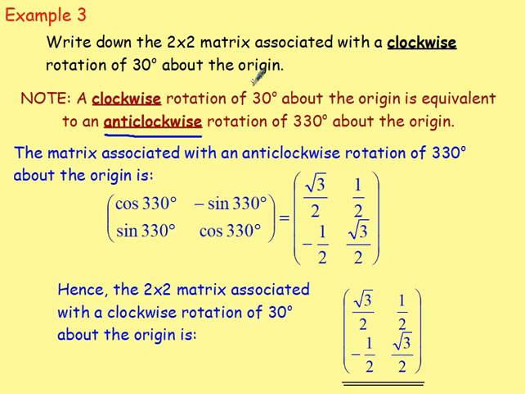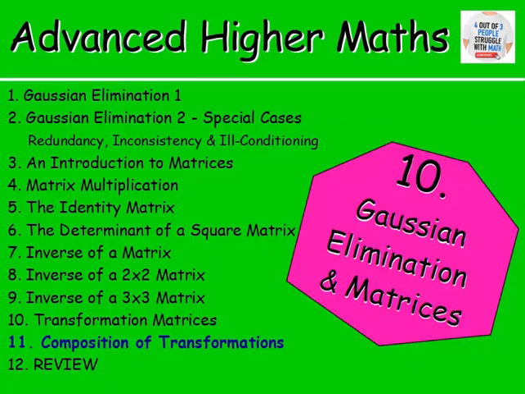So a clockwise rotation of 30 degrees would be 360, take away 30 gives you 330. So that would be an anti-clockwise rotation of 330. Using that matrix, cos theta, negative sine theta, sine theta, cos theta, sub in the anti-clockwise angle of 330 degrees, and you end up with this matrix here. So that's the matrix that would be associated with a clockwise rotation of 30 degrees.